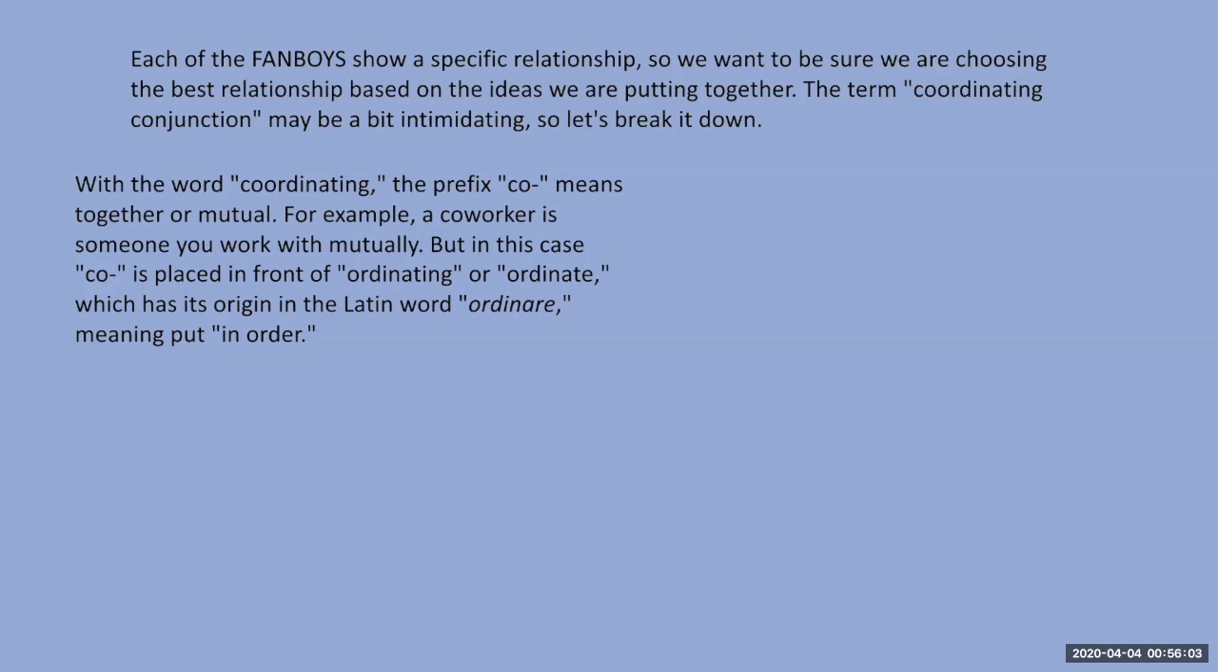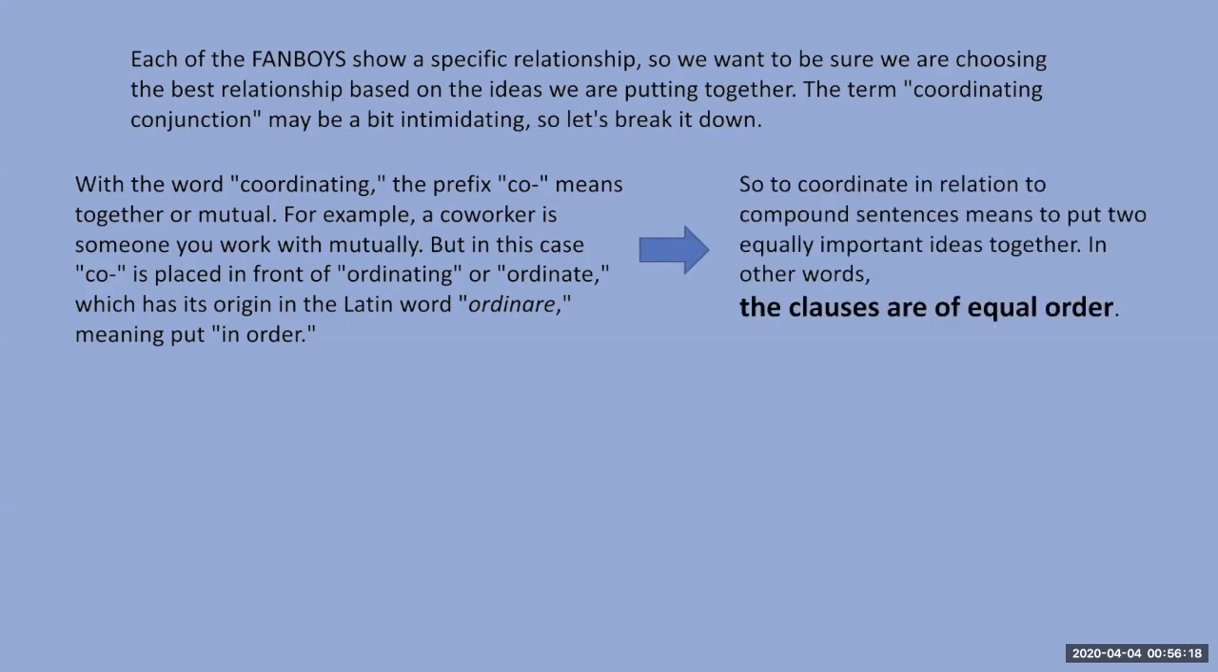But in this case, co is placed in front of ordinating, or ordinate, which has its origin in the Latin word ordinare, meaning put in order. So to coordinate in relation to compound sentences means to put 2 equally important ideas together. In other words, the clauses are of equal order.